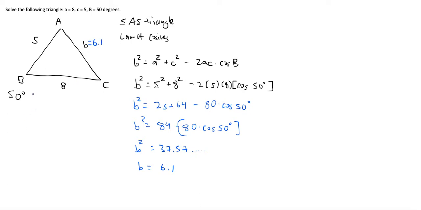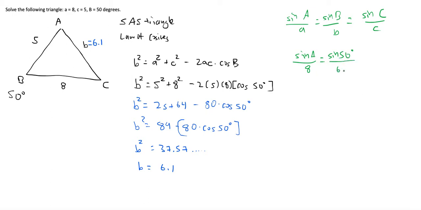Well, what's missing? What's missing are angles A and angle C. So from here, we have to use the law of sines. There's no other way around it. So we know that the sine of A over A equals the sine of B over B equals the sine of C over C. So let's just write down what's given. Sine of A over 8 equals the sine of 50 over 6.1 now, and that's equal to the sine of C all over 5.